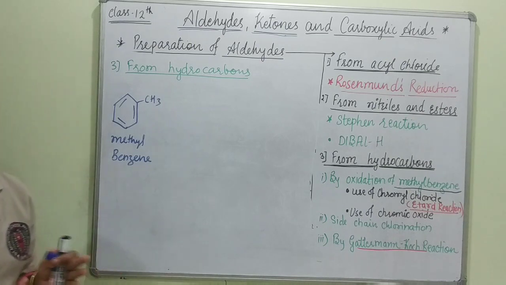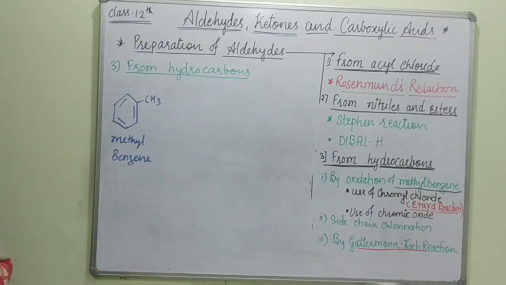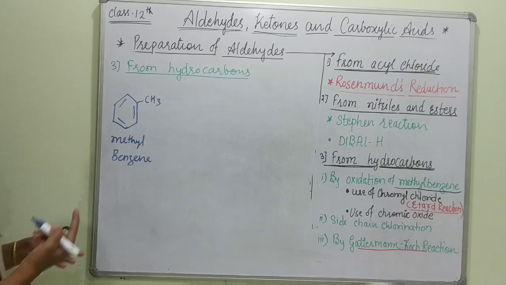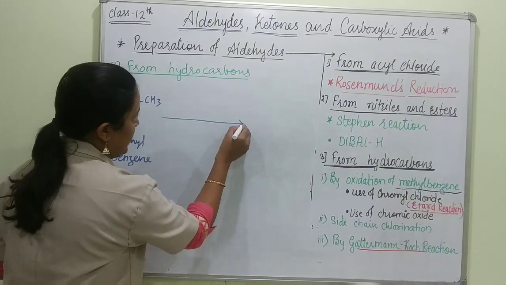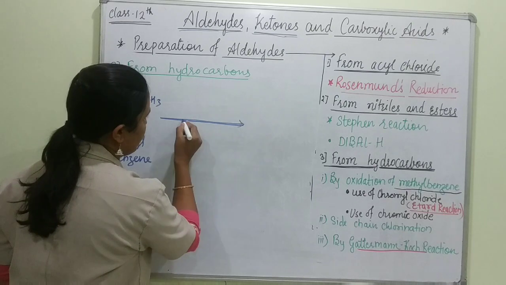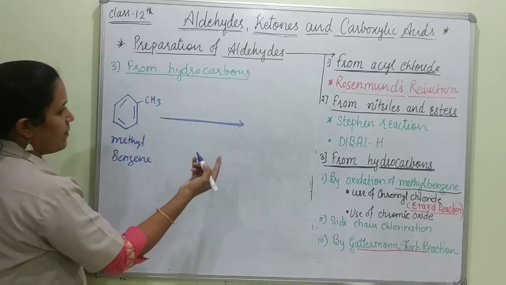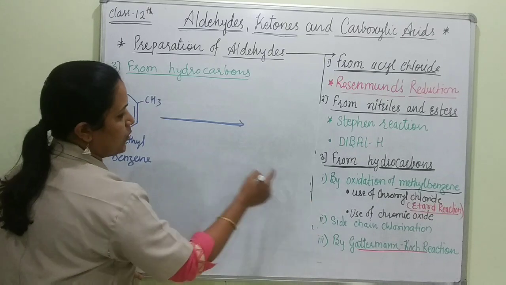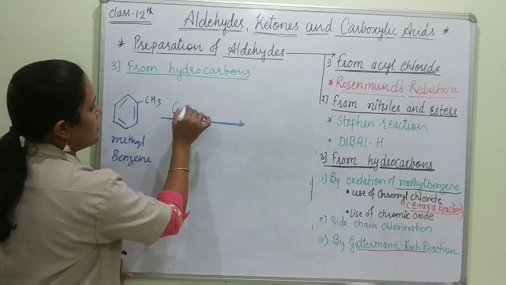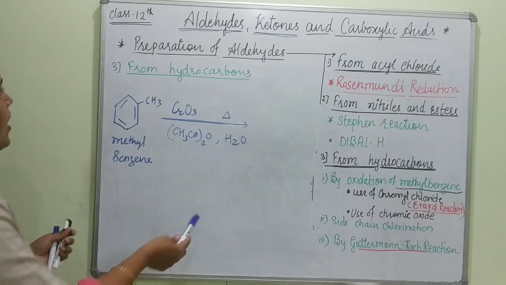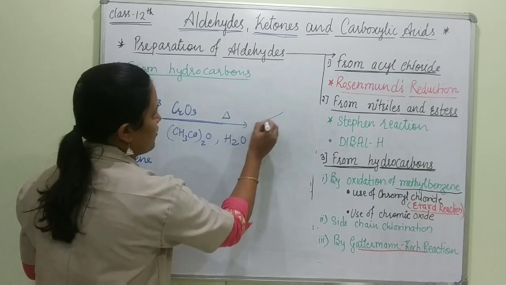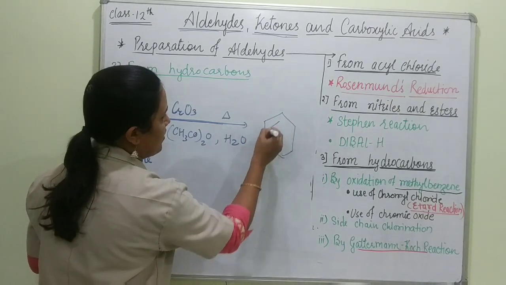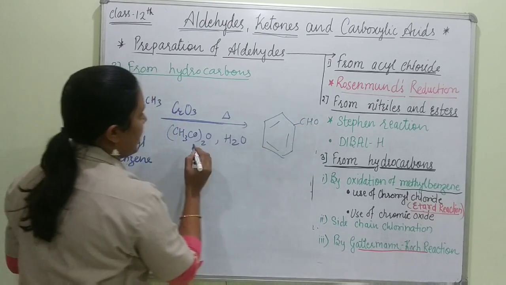And if you are using chromic oxide for that, in the presence of acetic anhydride and on hydrolysis, here again intermediate formation is there, but when you study this it would be very difficult to memorize all the things. So we will keep in mind in this way: as it will react with chromic oxide, it means CrO3. So students, see how we can convert methyl benzene into aldehyde, and for this one we are using this for converting it into aldehyde.